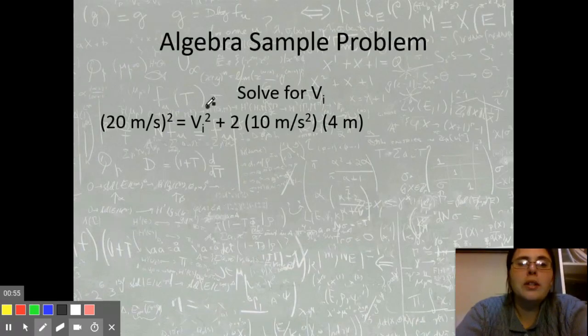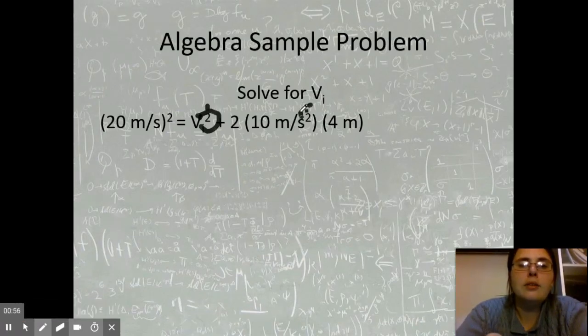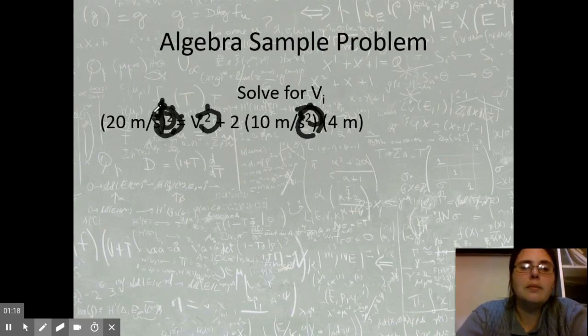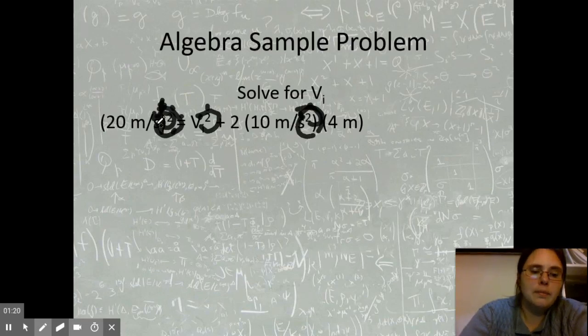First, this squared and this squared and this squared are a little bit different. This squared multiplies just the Vi, it just multiplies the Vi by itself. This squared is only on the second, right here. And this squared is outside of the 20 meters per second, so it squares that whole quantity.